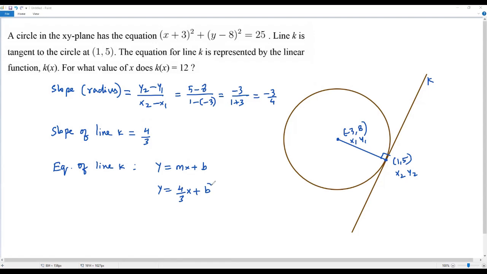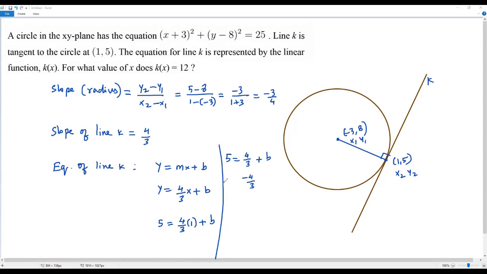How do we get this unknown constant b? For that, we have to plug in one of the points on the line into the equation. We know that the point (1, 5) is on line k, so we can plug in the x-coordinate 1 for x and the y-coordinate 5 for y. Then 5 = (4/3)(1) + b. Let me continue: 5 = 4/3 + b.